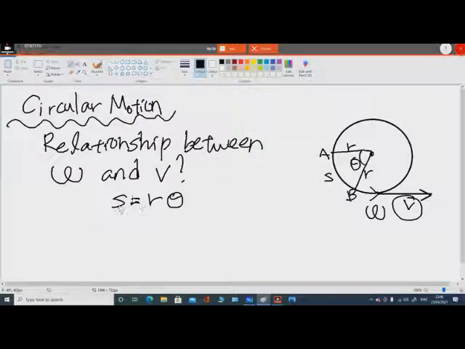As we know, s is equal to r theta. So what happens when I divide both sides by t? s over t naturally gives us v. This one remains as r, while the rate of change in angular displacement gives us the angular velocity. This is one of the important formulas that need to be memorized: v is equal to r omega. Okay, let's move to the next part.